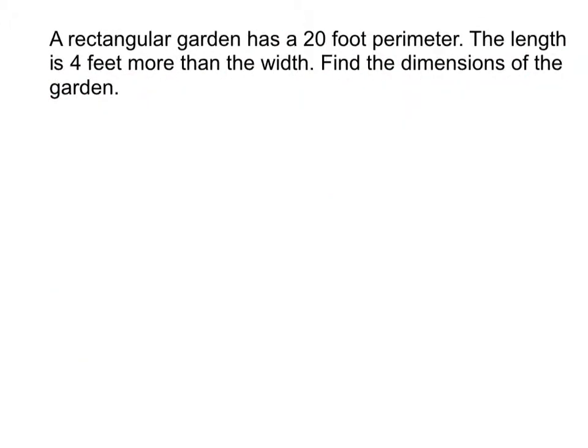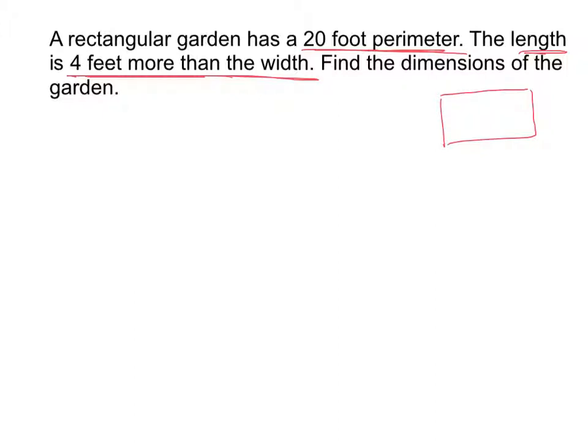So, a rectangular garden has a 20-foot perimeter. And the length of our garden is 4 feet more than the width. Find the dimensions. How many dimensions does a rectangle have? 2. So this is a 2-variable equation. We're going to have length and width. And so we're only going to have 2 equations in this situation.